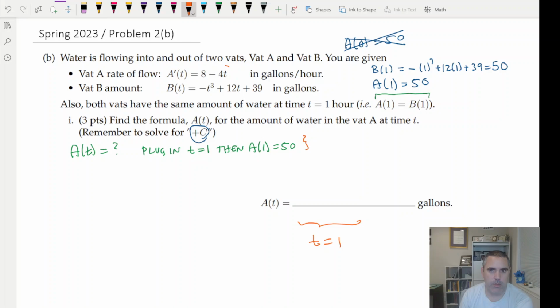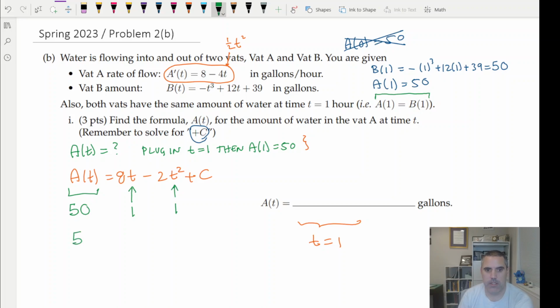They also told us the derivative. So we're going to integrate. Let's do that part. If we integrate, we get 8t minus 2t squared plus C. 2t squared because this becomes t squared with a 1/2 out in front. Now we're going to do our initial condition. Whenever you have an initial condition, even if it's a 0, plug in the x and the y. In this case, we're plugging in a 1 here, and we want the thing to come out to be a 50.